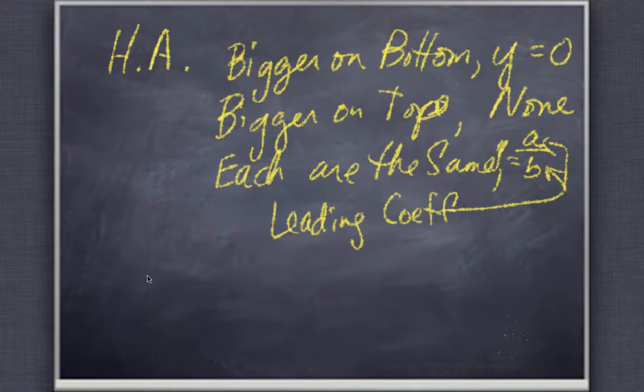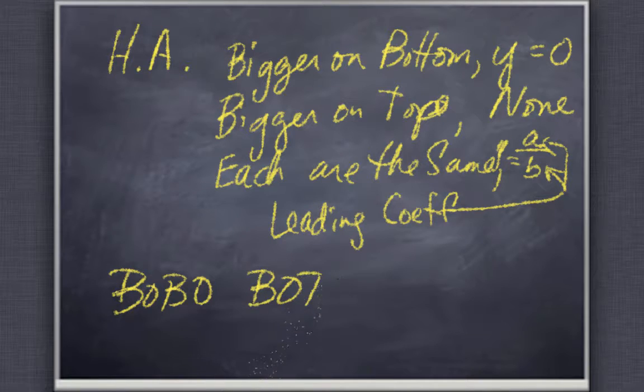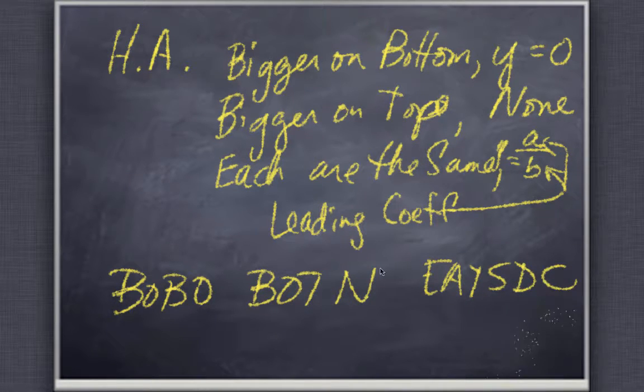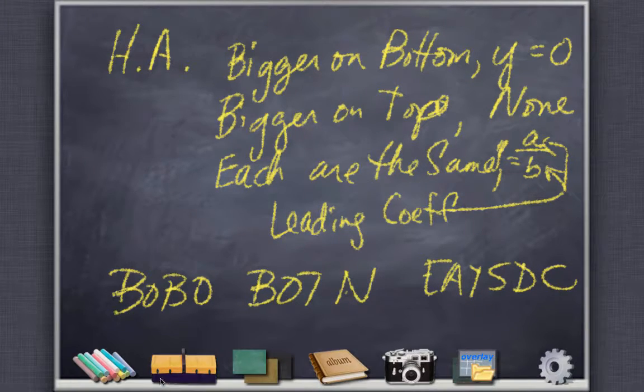There's a little mnemonic, Bobo Botten eats DC, that has to do with horizontal asymptotes. Bigger on bottom, 0. Bigger on top, none. Each are the same, divide coefficients, and that means leading coefficients. So Bobo Botten eats DC on horizontal asymptote.